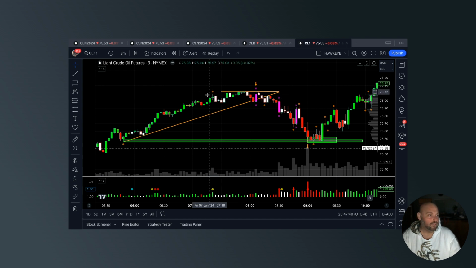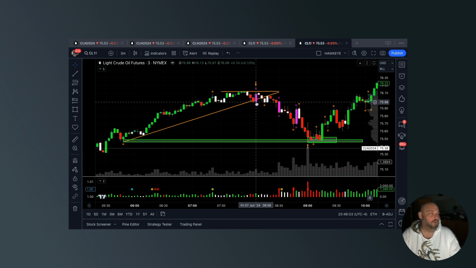I wanted to get short here. But when I saw this, we didn't violate this low here. We were still holding this support. We came in, made a little bit higher support. We came in, made a little bit higher support. Came in, made a little bit higher support, and then we got stalled out.